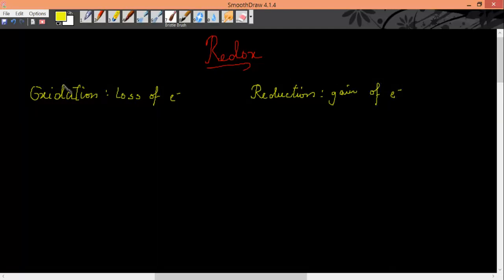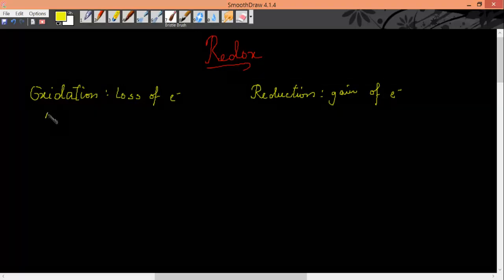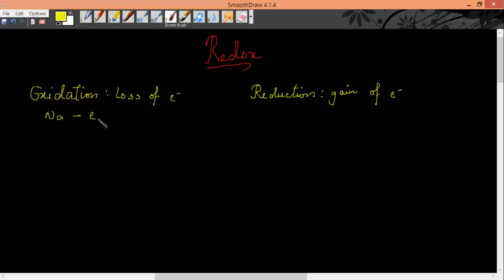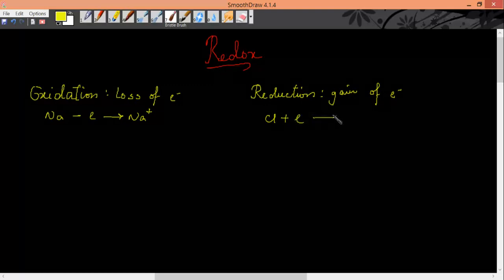An example of oxidation is sodium minus electron to give sodium plus, and an example of reduction is chlorine plus electron to give Cl minus.